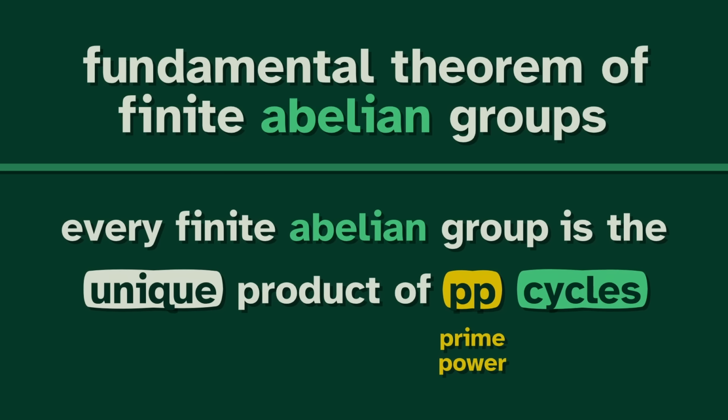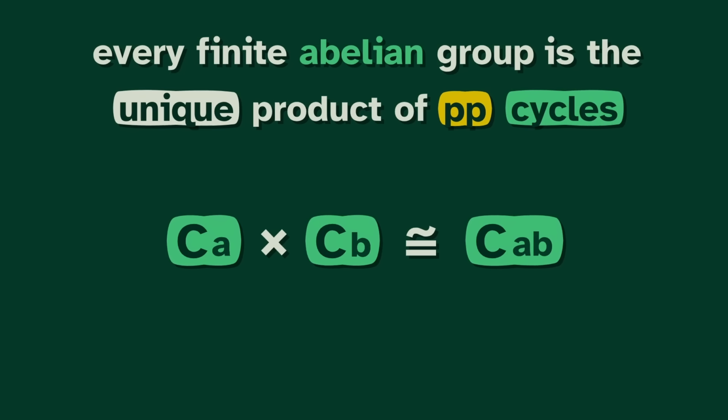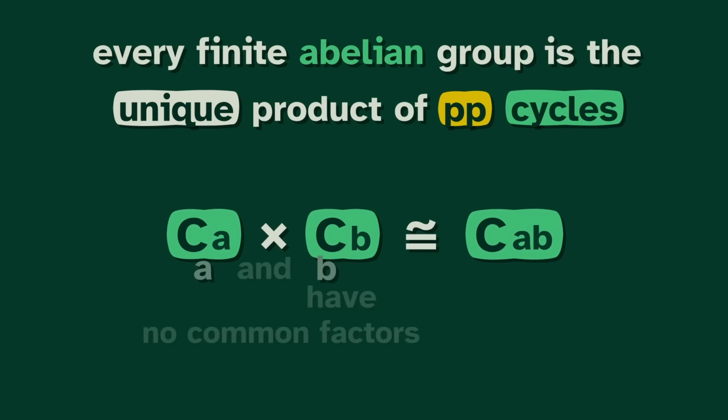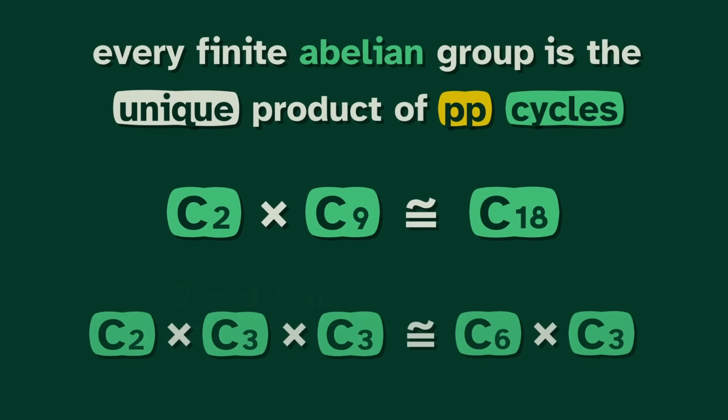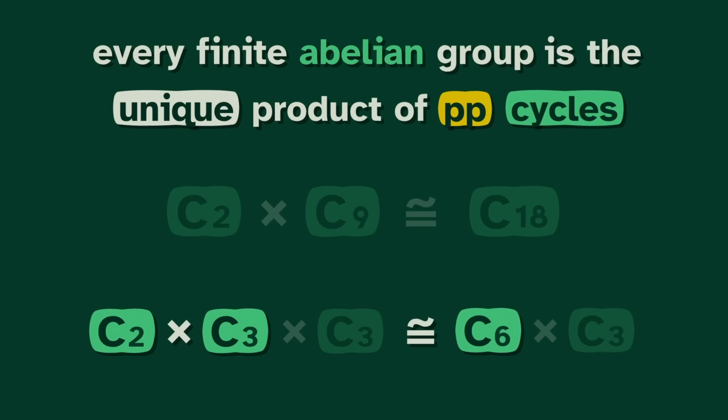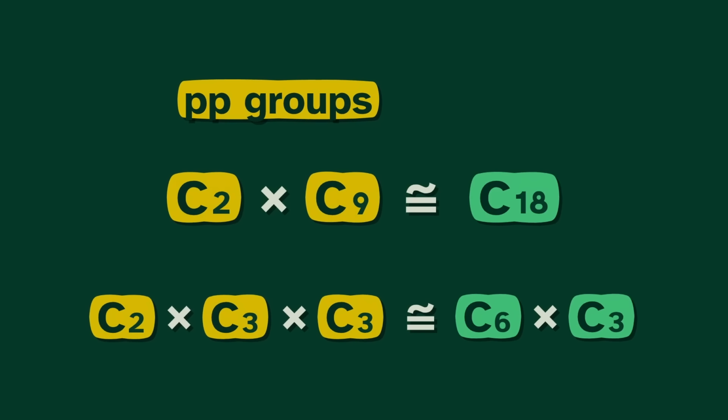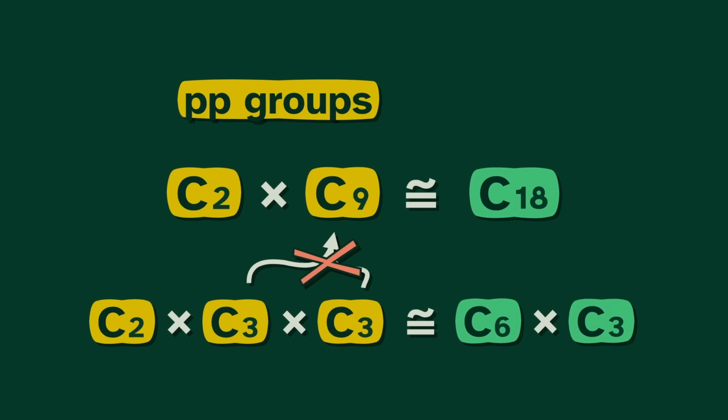Every cycle can be made of pp cycles. Last time we saw that 2 cycles can multiply into a larger cycle if their orders have no common factor. So the 2 and 9 can combine to make the 18 cycle. What about this case? The 2 and 3 can combine to make the 6 cycle, and we just carry over the 3. Exactly. We only need the pp groups to create everything else. And they will be unique. Right. We can't combine the 3s to make 9 since they share a common factor.